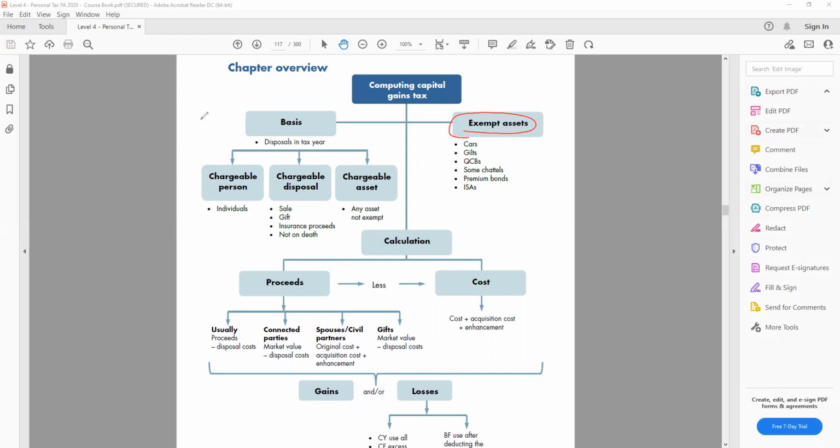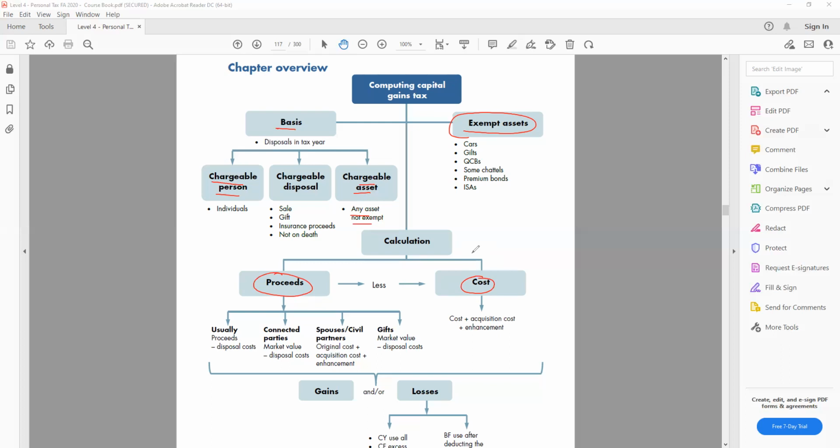On the other hand, we have the basics, that is chargeable person, the person who is liable to pay the capital gain tax. Then chargeable disposal, when you make some disposal, that is chargeable. Chargeable asset, this is any asset that is not exempted. Calculation is quite simple. We have to find how much is the sold price, the selling value, and how much is the cost. And the difference will be our gain. And we have to make sure the gain is eligible for the tax purpose.